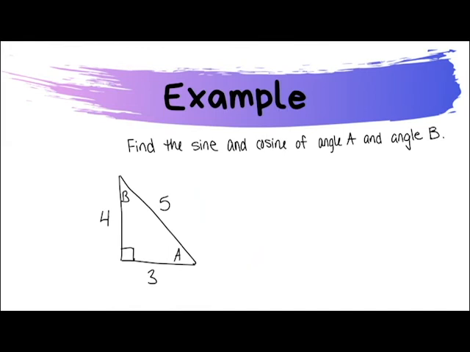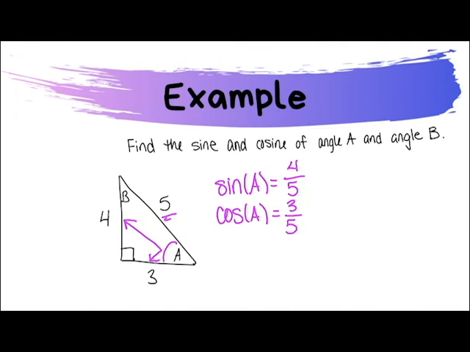Now let's do some calculations. Find the sine and cosine of angle A and angle B. So we're working with two different angles, and we'll start with angle A. If we wanted to find the sine of this angle, we need the side that is opposite and the hypotenuse. So the sine of angle A is 4 divided by 5. If we wanted the cosine of angle A, we need the side that is adjacent and the hypotenuse again. So the cosine of angle A is 3 divided by 5.